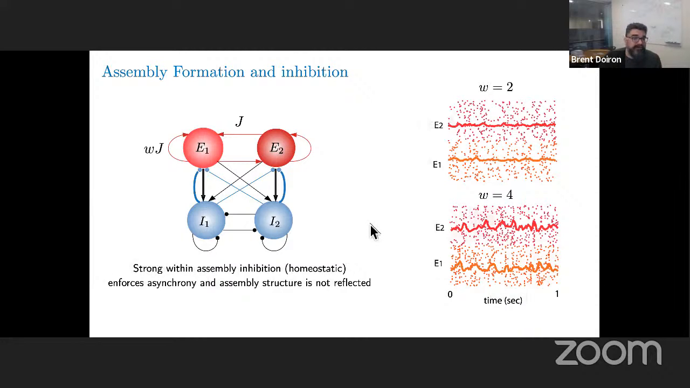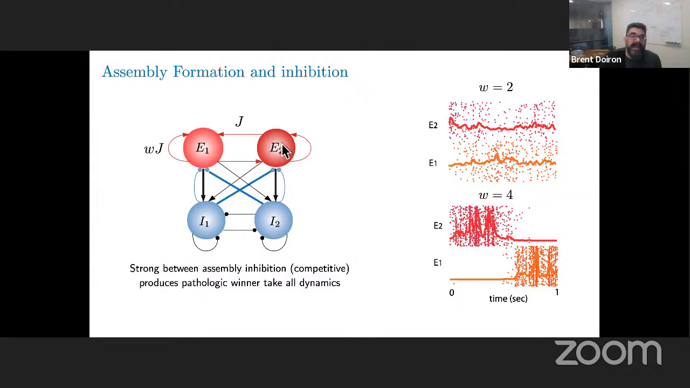So the other way to do this would be to have lateral inhibition. So here now I1 inhibits E2 and I2 inhibits E1 strongly. And if you do this, you can definitely see the assembly structure, but it comes at the cost of it being, I would argue, almost pathologic in models. It's very easy to get this extreme winner-take-all behavior that doesn't really look a lot like what people record in the cortex here. So we're sitting at this dilemma.